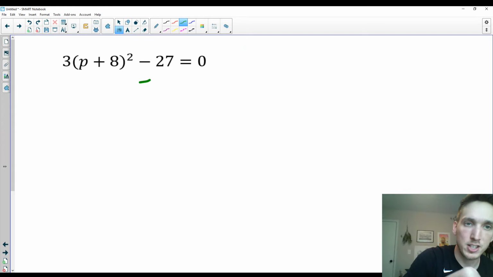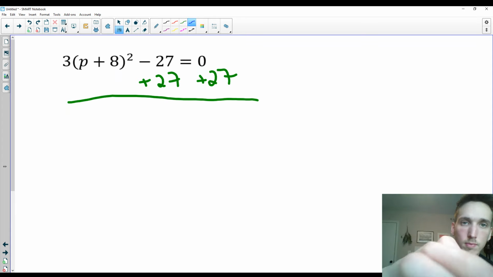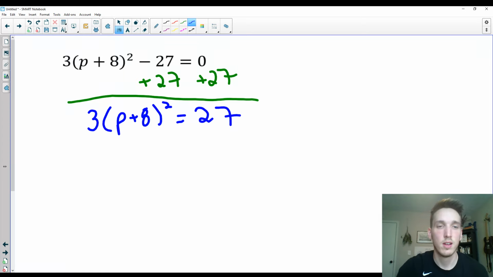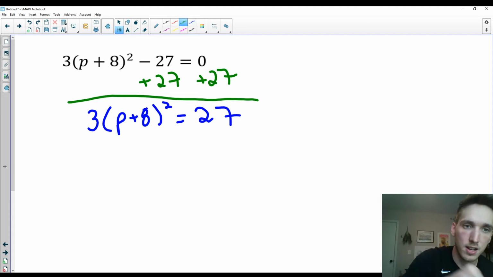So the opposite of minus 27 is plus 27. I'm going to do that to both sides. And I have 3 times p plus 8 squared equals 27. Now from here, I'm close to being able to get this p plus 8 squared by itself. What's keeping that from being by itself is this times 3. So to get rid of this times 3 over here, I'm going to divide both sides by 3.